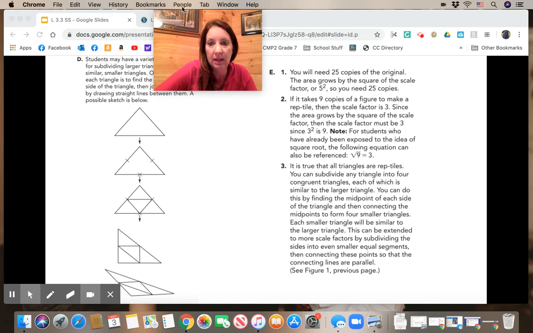In E3, it says it is true that all triangles are reptiles. You can subdivide any triangle into 4 congruent triangles, each of which is similar to the larger. You can do this by using that midpoint way that they showed you over here. And if you didn't see that yesterday, that's totally fine. You maybe want to take a minute now to stop the video and make a triangle and see if you can help have that happen.